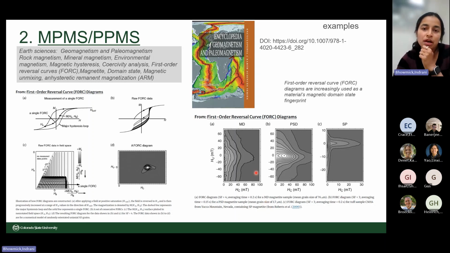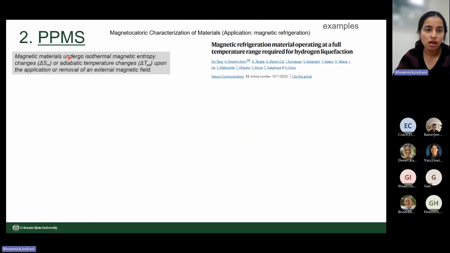So this type of usage we have for geomagnetism, and sometimes it's also used to learn what the temperature was when this rock was formed, dating back to the geological phenomena that happened in the earth billions of years ago. And this kind of study has usage for those MPMS and PPMS instruments.